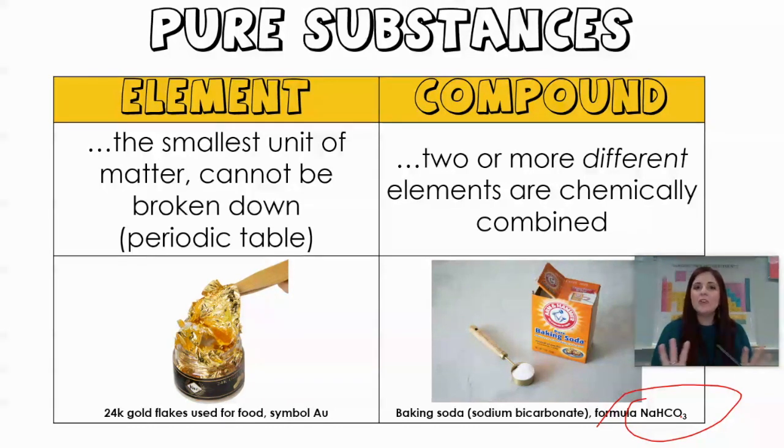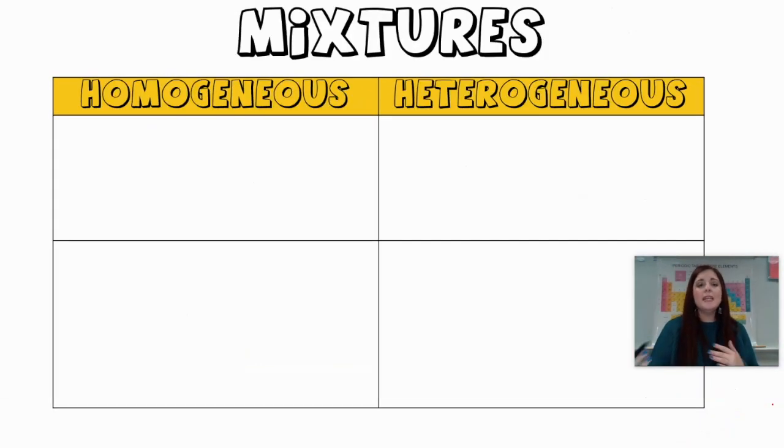So we can categorize them in one of 2 ways. Elements are just one element on the periodic table. Compounds are culminations of more than one type of element. And we can tell because I will always give you the formula for that. Mixtures, on the other hand, we can also categorize into 2 subcategories.